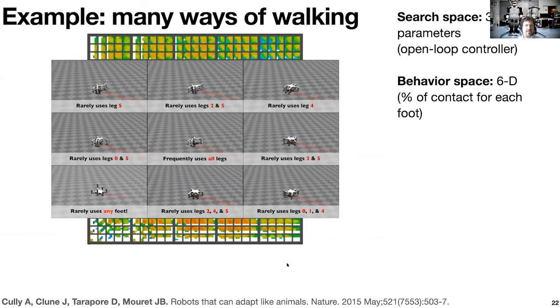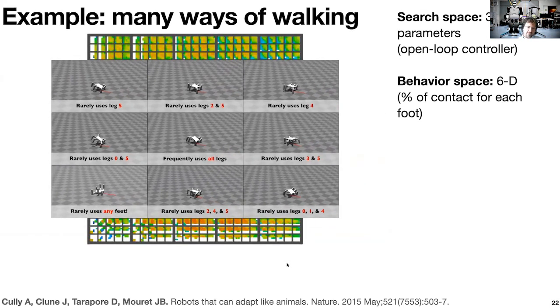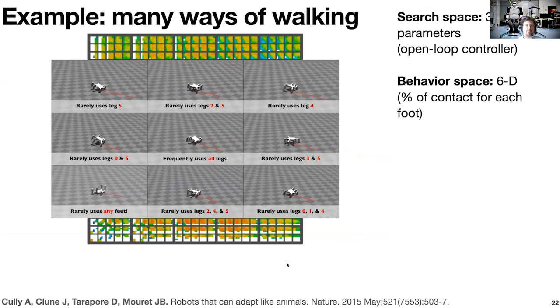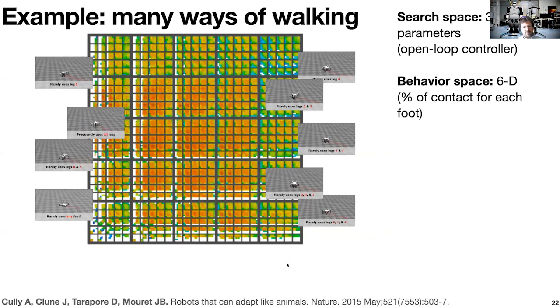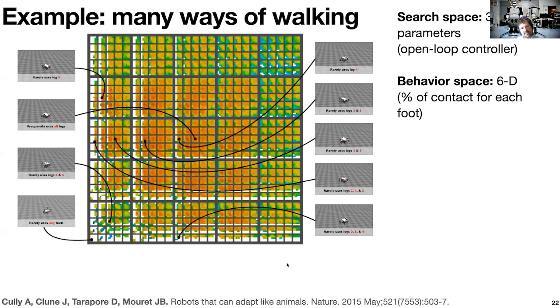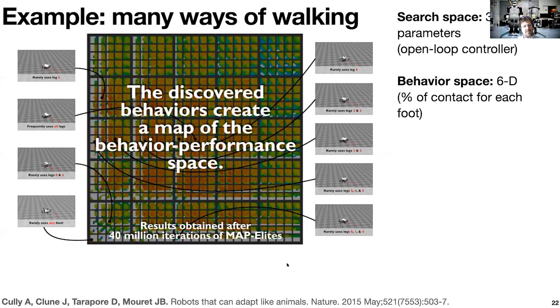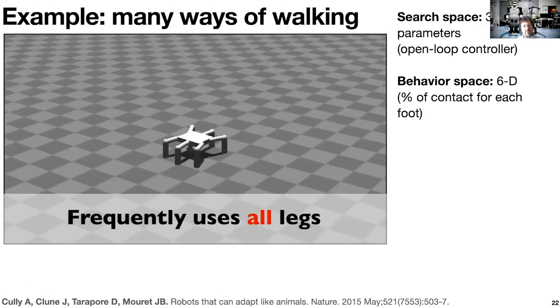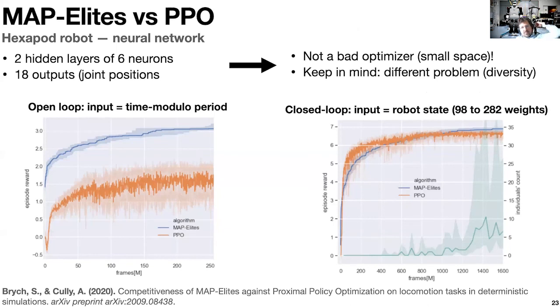So here we have a 6D map. The result of this algorithm at the end is this large map of solutions in which every pixel here is a different policy that is working. And each of them is the best one of their family. And we will see this afternoon how we can use this in robotics.